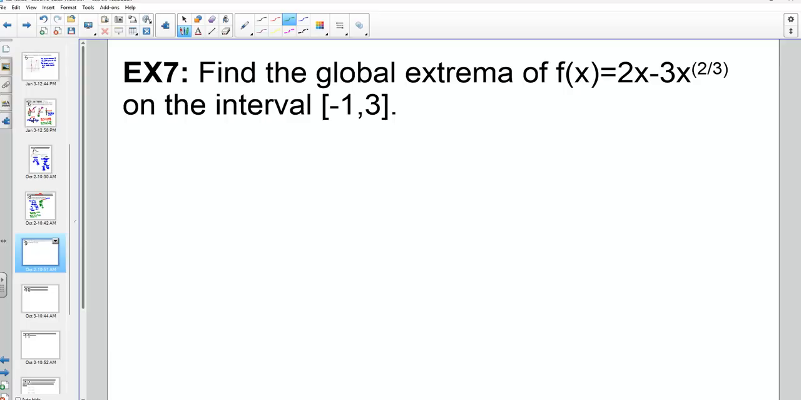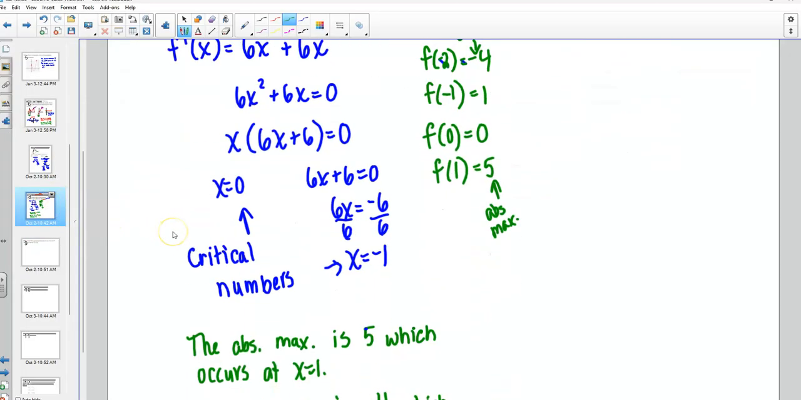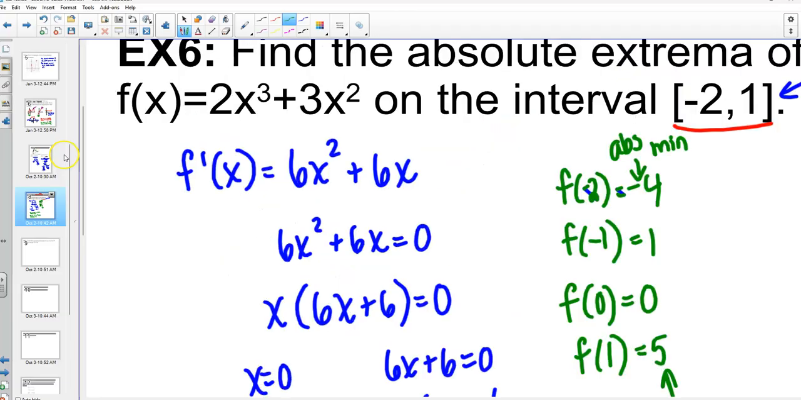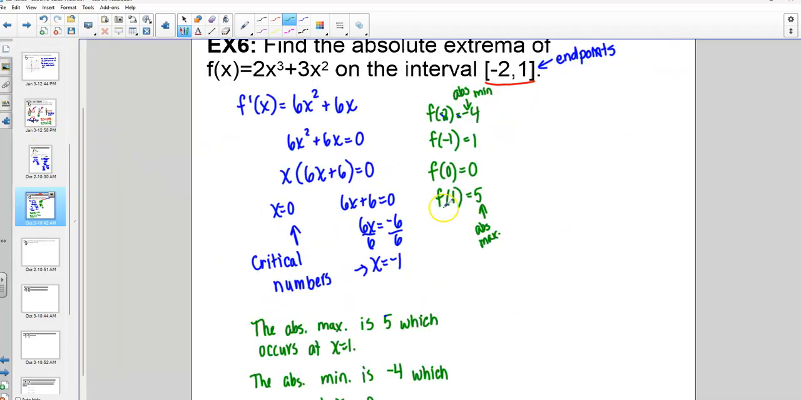Yes? Mm-hmm. Back out a little bit. Oh, no, wrong direction. There we go.